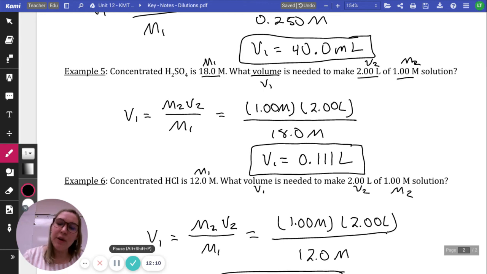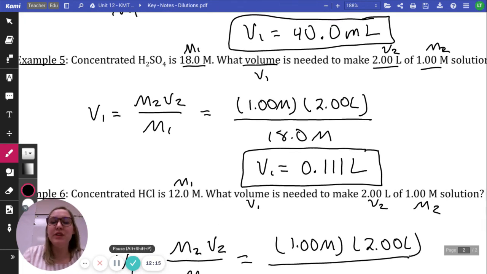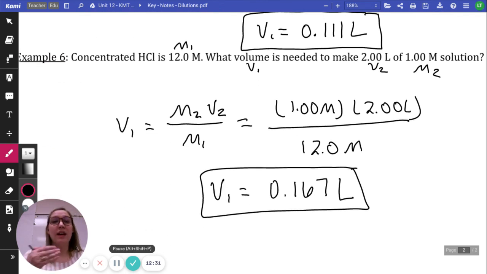All right, let's go over them. So for this first one, we were given M1, M2, and V2. We were looking for V1, so I plugged it on into my equation, and I got 0.11 liters as my answer. All of these have 3 sig figs, so my answer needed to have 3 sig figs as well. And for my second one, almost identical problem, and I got 0.167 as my final volume there.